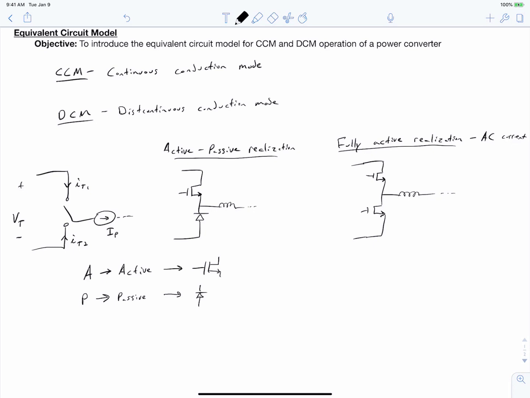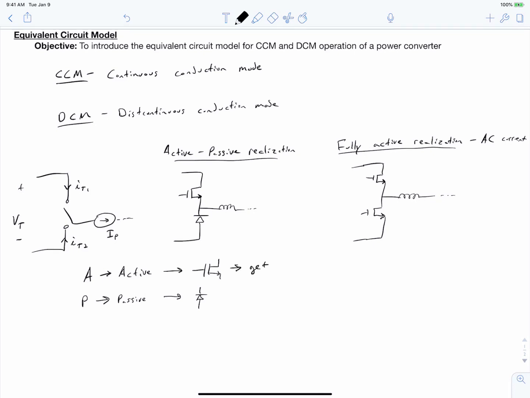If we apply a forward voltage across the diode, it turns on. If we apply a reverse voltage across the diode, it turns off. So with the active device, we get to specify the duty ratio that it's on. With a passive device, our circuit conditions determine the duty ratio.